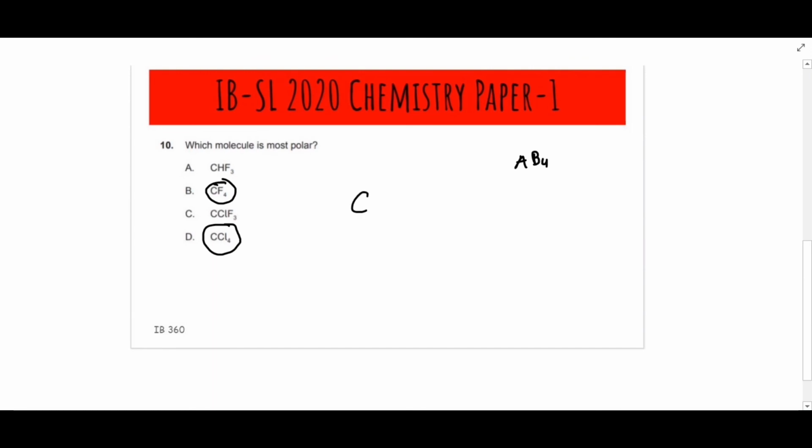Now let's draw the structures of CHF3 and CClF3. So this is the first one. This is the second one. Polarity can also be defined by dipole moment. Any molecule having more dipole moment would be more polar.